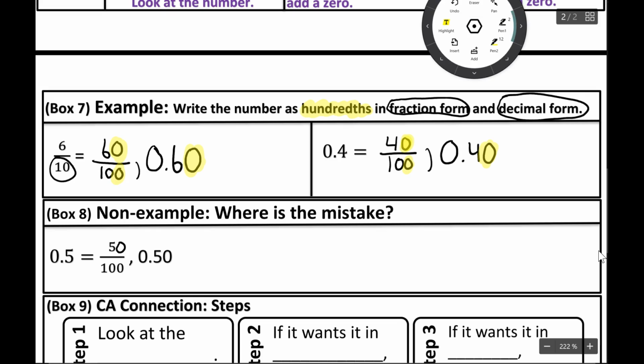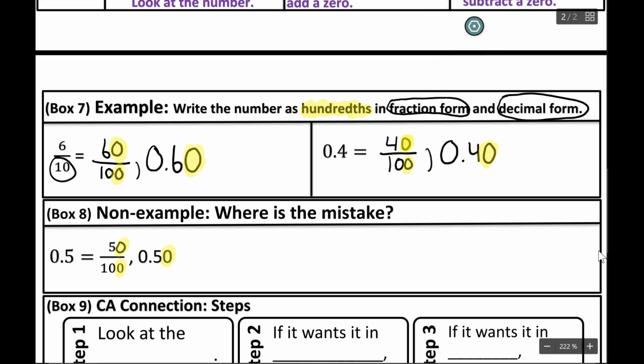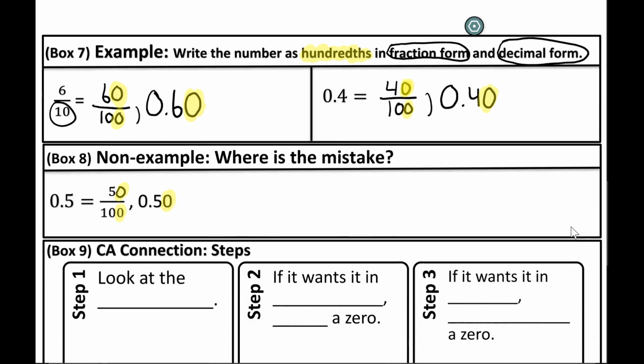They added the 0 for 0.50 right here. They added this 0 and they added this 0. They simply forgot to add this 0, okay? So again, that's when we're working with tenths and they want us to convert it into hundredths, okay? So keep in mind that we need to make sure that we read the instructions carefully based off of what it's asking, okay?